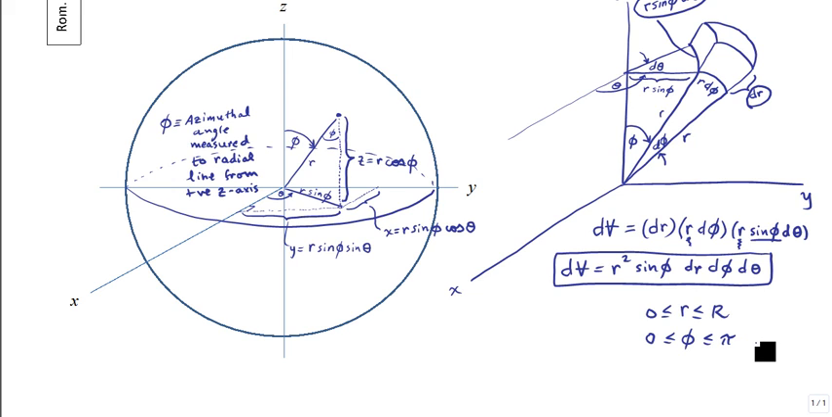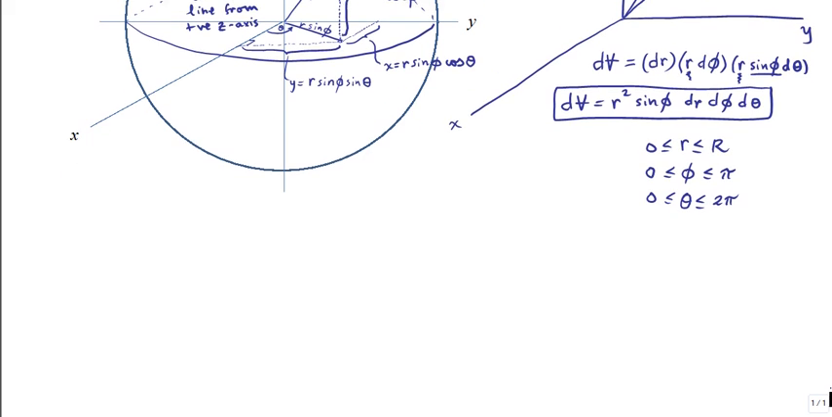And lastly, this angle that sweeps within the xy plane goes from 0 at the positive x-axis, and it does a full circle all the way back around. So theta ranges between 0 and 2 pi.